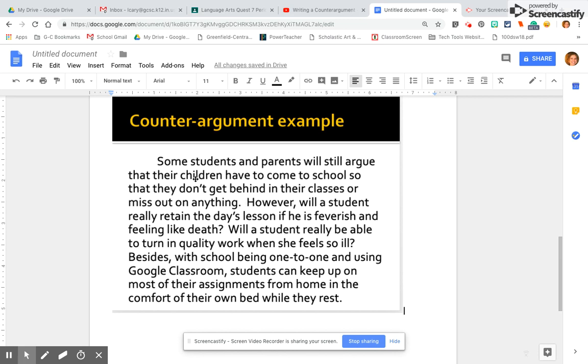So here I address the counter argument. I mentioned that some people will think this. This is what some people argue. And then when I start my rebuttal, when I prove that it's wrong, I use a transition word like however. That signals to the reader that here comes my idea. However, will a student really retain the day's lesson if he is feverish and feeling like death? So I used a rhetorical question there. Will a student really be able to turn in quality work when she feels so ill? Another rhetorical question. You don't have to use these, but that's just an argumentative device that I used.